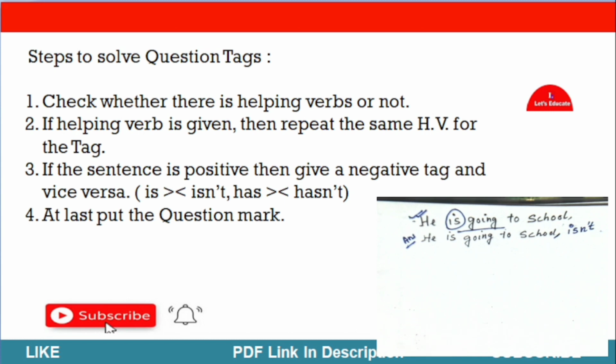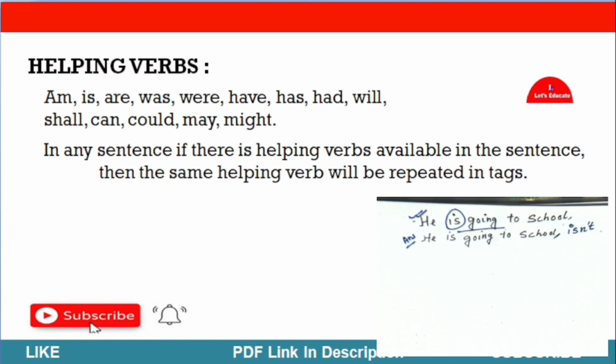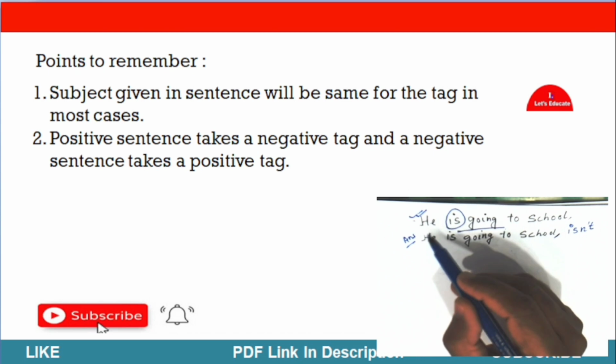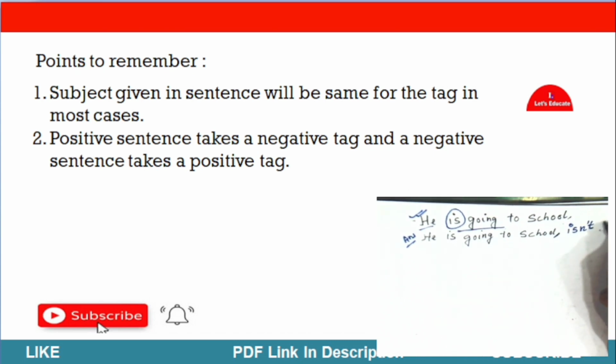In the previous slide, I have shown you that the subject repeats in the question tag. The subject repeats in question tag. Okay, here it is written that the subject given in the sentence will be the same for the tag in most cases. Remember this, most cases, not all the cases, but most cases. Okay, the subject here is what? He. We will be repeating the same subject here.